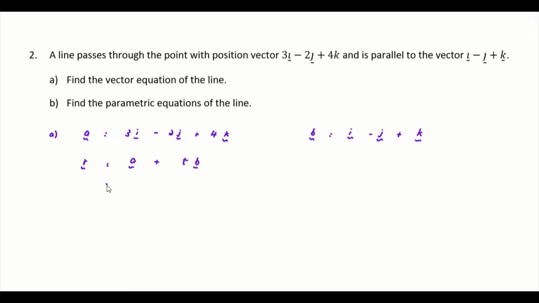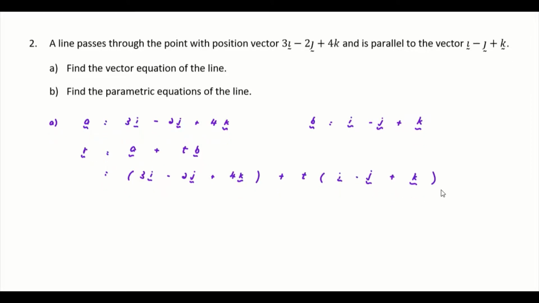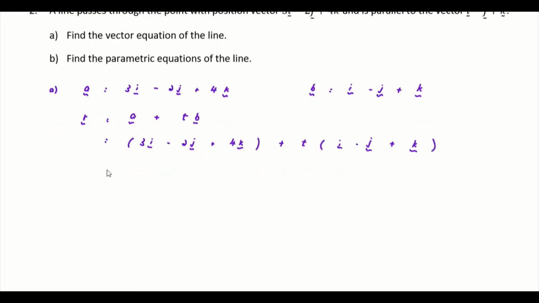So now let us substitute: 3i minus 2j plus 4k plus t times (i minus j plus k). You can just leave your answer in this form. Or if you want to change it to a column vector, you can also do so, giving your answer as (3, negative 2, 4) plus t times (1, negative 1, 1). They mean the same thing.